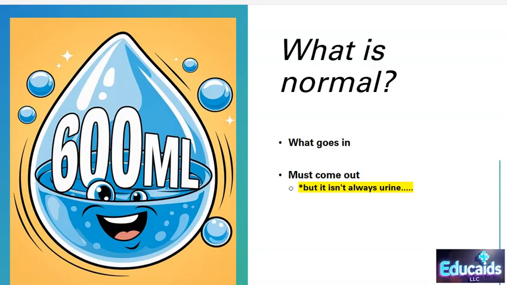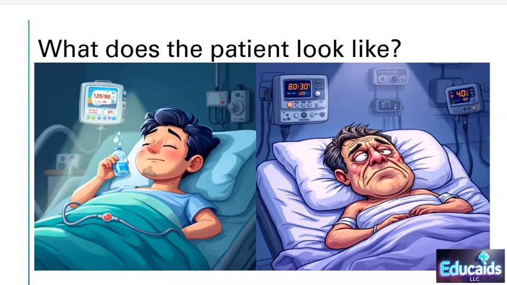Obviously, every patient in the hospital is not going to have 2,000 in, but you can use this as a general rule. Whatever they have in, take their output away from that, and it should be about 600 every 24 hours. So going back here to our PowerPoint, you as the nurse, what does your patient look like?